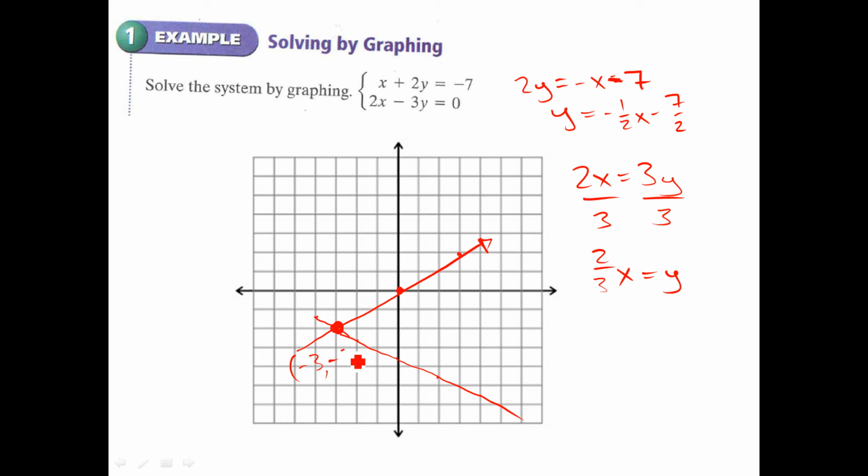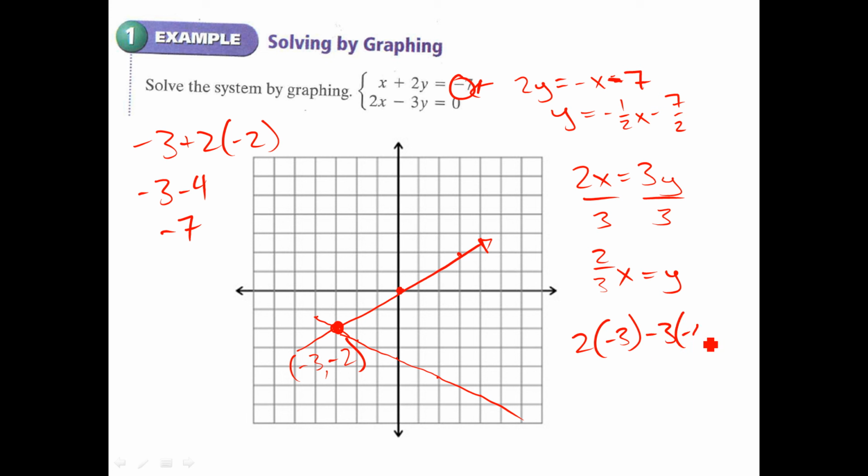comma, negative 2. Let's plug this in and make sure that this works. We'll plug it into the first equation first. So x was negative 3 plus 2 times the y value. The y is negative 2. So negative 3 minus 4, that's negative 7, and that's what it's supposed to equal. So that one works. Let's check for the second equation. 2x, so 2 times negative 3, minus 3y. See what we get here. This is negative 6, and this is plus 6, and so we get 0, and that's what we're supposed to get. So this is our answer, negative 3, negative 2.